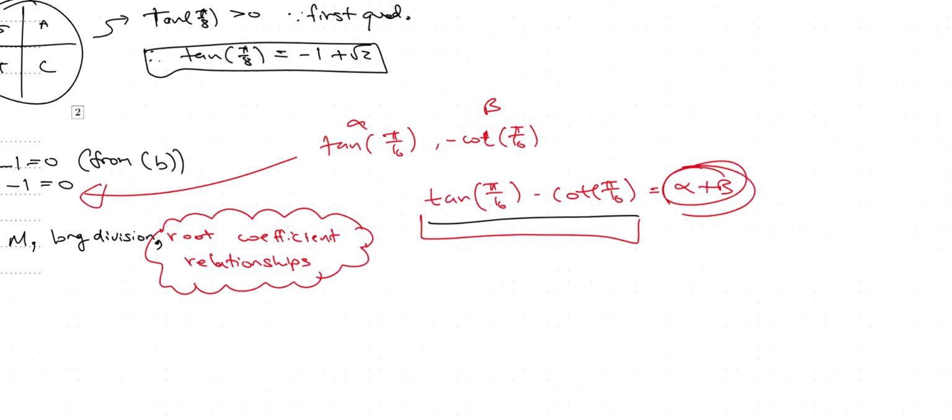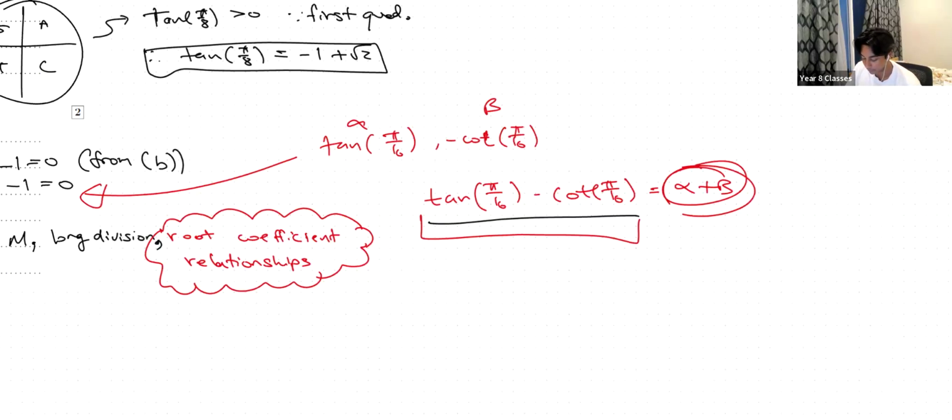So by choosing to do sum of roots, whatever you get as your answer will be the value of tan pi on 16 minus cot pi on 16. So that's why we choose to do this. So this is your left-hand side. This is just what adding your roots will give you, which is this, as we've discussed.